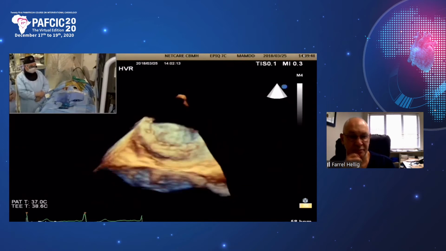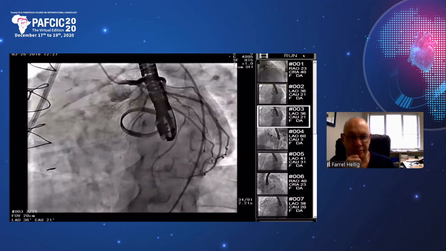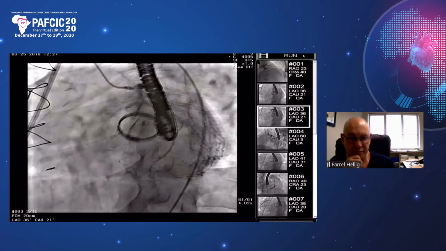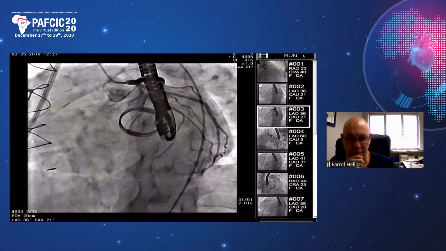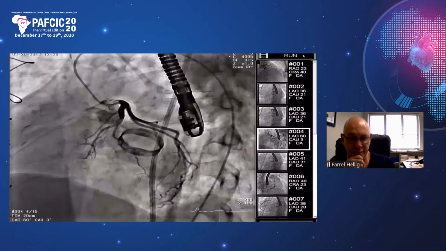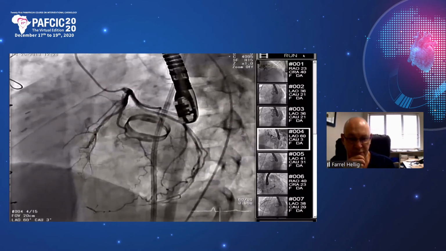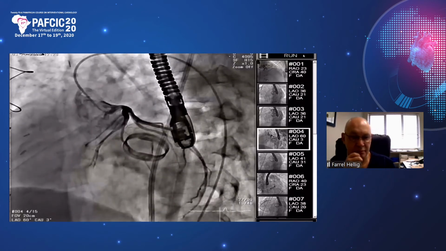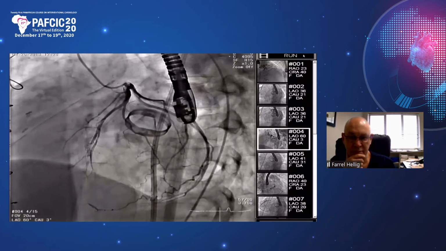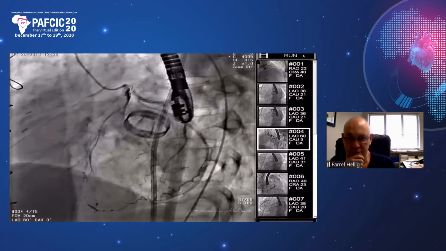So if you can show the coronary images, please. You can see that in this LAO projection, the actual apex is free of coronary arteries. And the right coronary, as we can show you as well, does not cover the apex. So we're planning to do an ultrasound guided puncture of the apex and place a sheath and cross retrograde, which I'm going to do now.